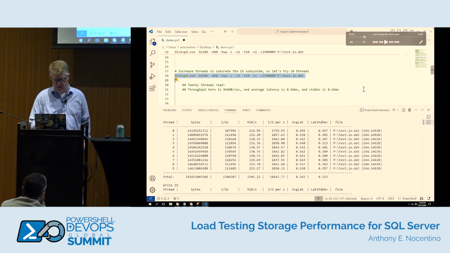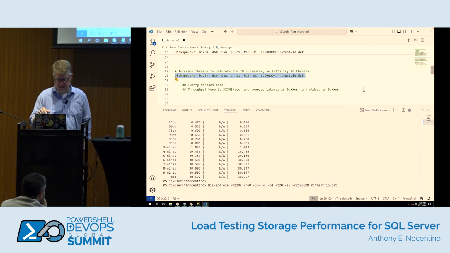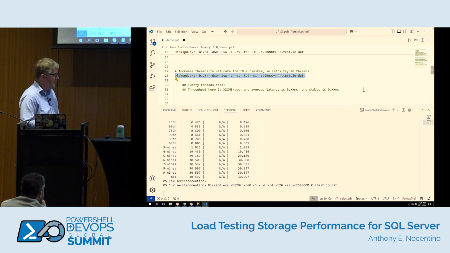Oh, I should point out, the latency of the first test, the single threaded test, was about 0.3. The latency of the second test with the 10 threads landed at 0.5. So we're starting to see it creep up a little bit. Cool. All right, so let's run the 20 thread test now. We're gonna see a different latency profile here in a second.